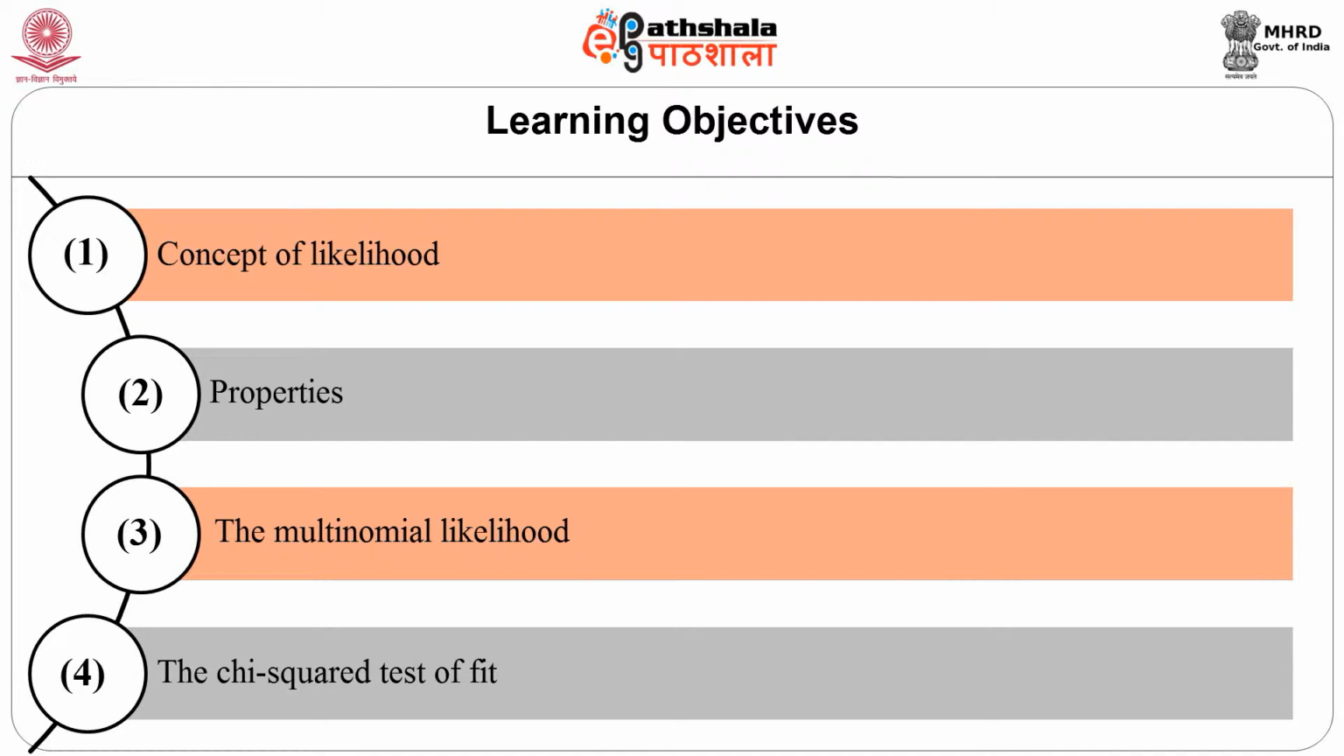Learning objectives for this module. We shall first define the concept of a likelihood. Next, we shall look at some of its properties. Having done this, we will look more closely at the multinomial likelihood which we shall use in several applications in this paper. And finally, we shall revisit the well-known chi-squared test of fit and see that it is a special case of Wald's test applied to the multinomial likelihood.